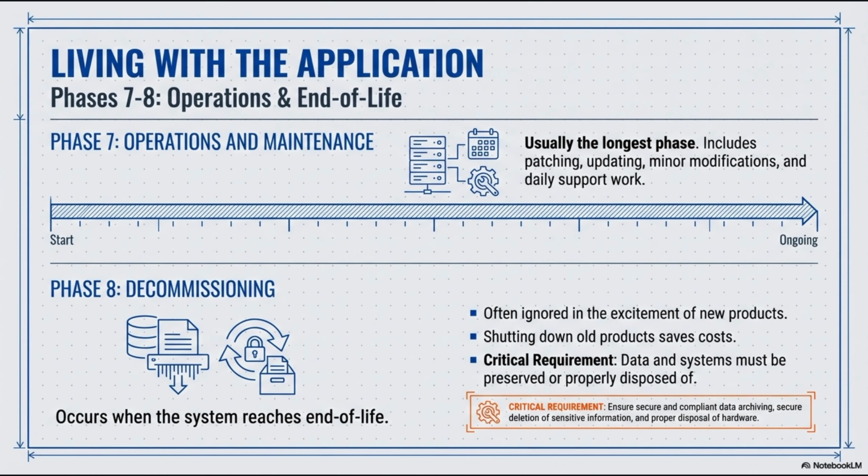Often they decommission things because in the wake of new products, people don't care about the old ones anymore. So they're going to shut down the old products because no one cares about them. They ignore it now, so they shut it down to save costs. But something that's critical to this is that the data and the systems must be preserved or properly disposed of. So you're going to want to ensure secure and compliant data archiving, secure deletion of sensitive information, and proper disposal of the hardware.